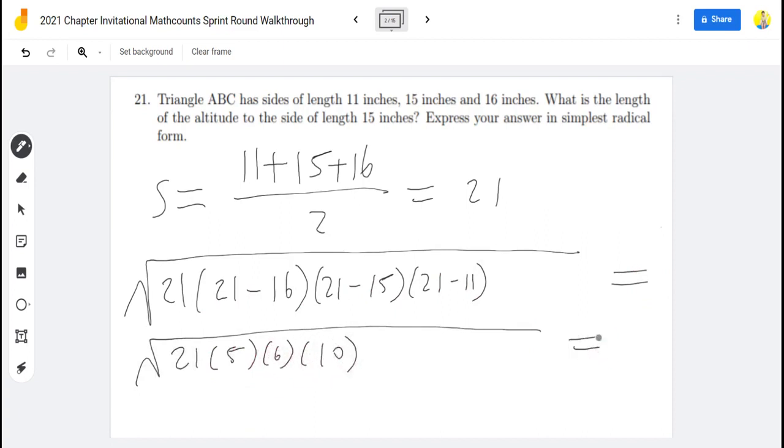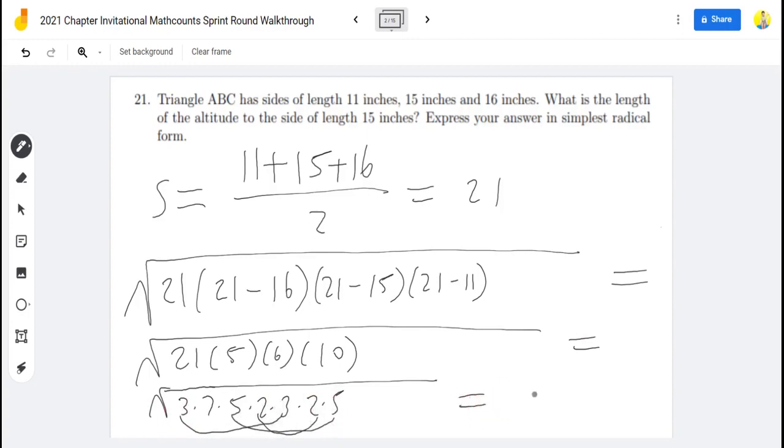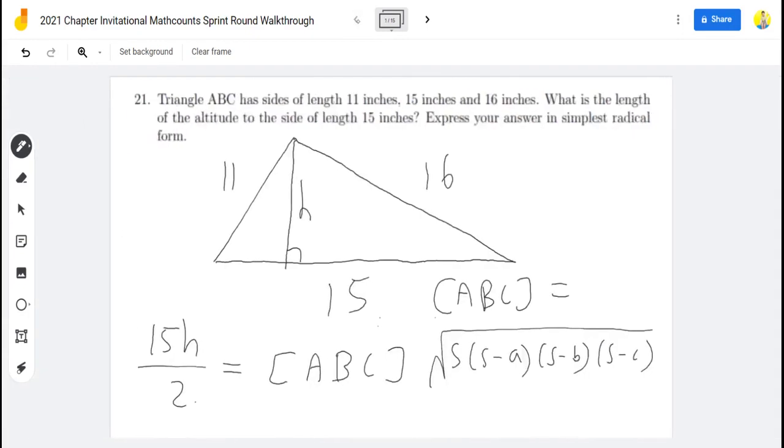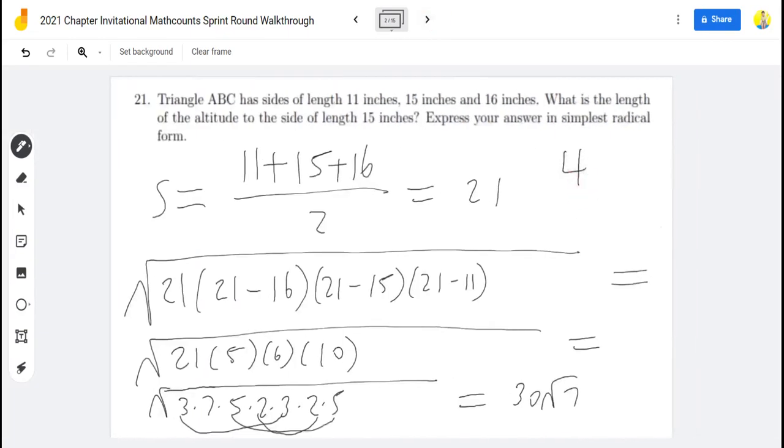And this is just equal to the square root of 3 times 7 times 5 times 2 times 3 times 2 times 5. So to pair up the 2's, pair up the 3's, and pair up the 5's, we see that this equals 30 root 7. Plugging this back in for the area of ABC, 30 root 7, we see that 15h over 2 equals 30 root 7, so 15h equals 60 root 7, and h equals 4 root 7. So our final answer is just 4 root 7.